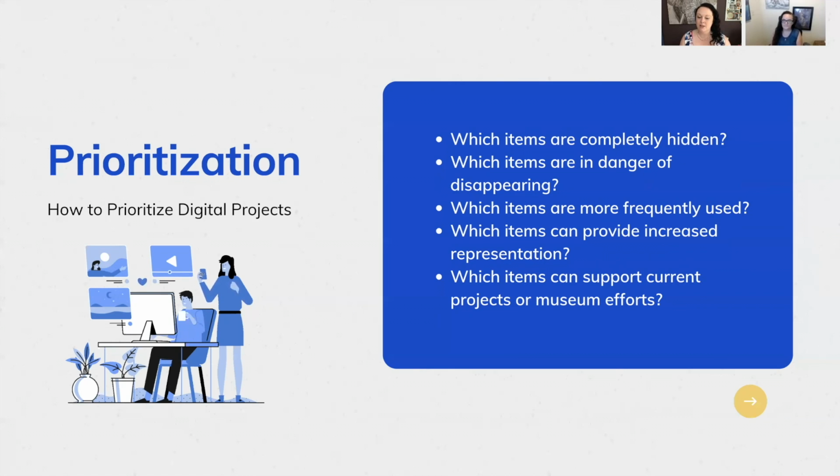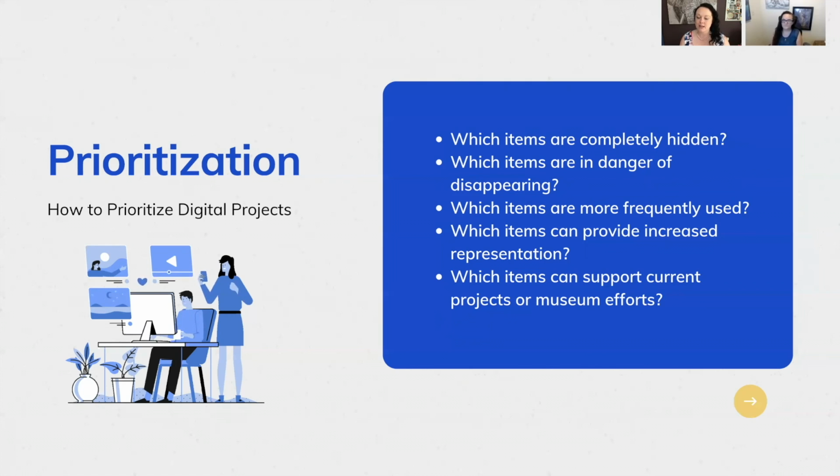The next item to think about is getting into that diversity and representation mindset, and that's thinking about which items can provide increased representation. So whether that's increased representation of the community around you, increased representation to help balance out what sort of collections and communities you have represented in your exhibit, those kinds of things.